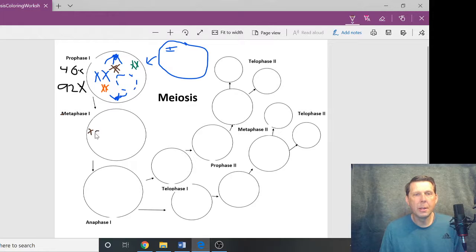So I'm going to try to line them up in the middle with their homologous pair, their dancing partner here. Metaphase 1, they're lined up in the middle with their homologous pair.